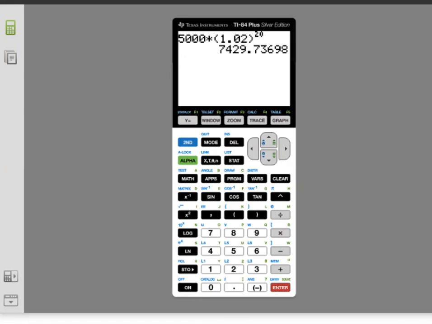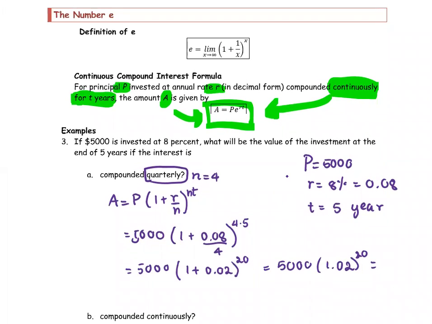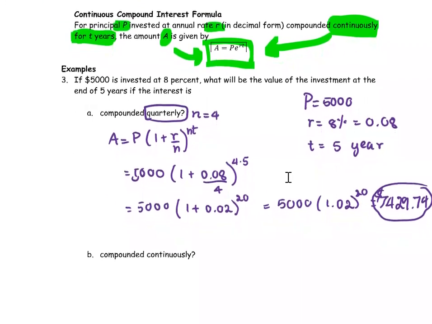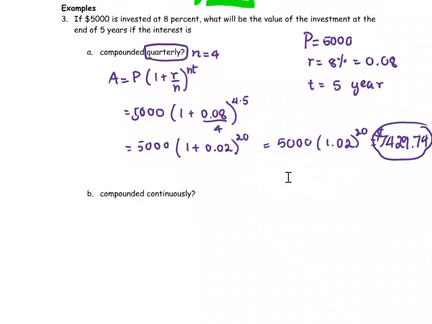So we get 7,429.74 as the balance after 5 years if the interest is compounded 4 times in a year, or compounded quarterly.